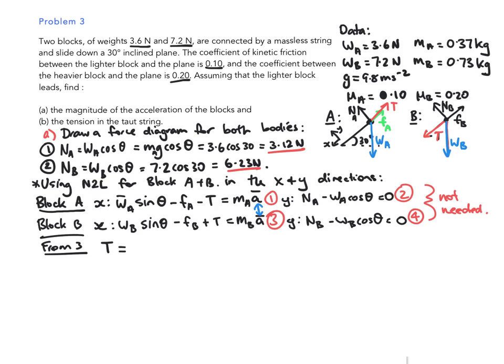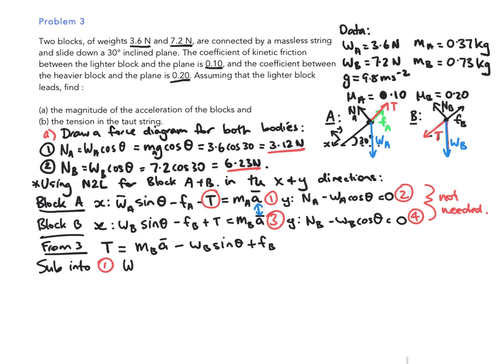So T equals m_B a minus W_B sine theta plus F_B. So we can sub that back into equation 1. We can take that value for tension and put it back in here. And then we get an ugly, ugly, ugly thing. It's algebra hell. So let's write it out anyway.